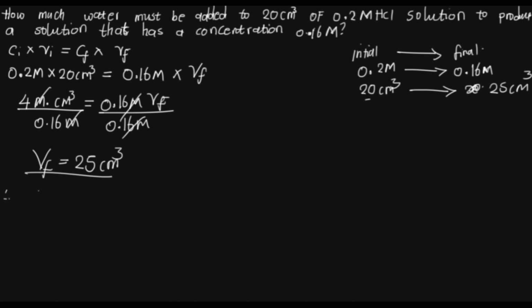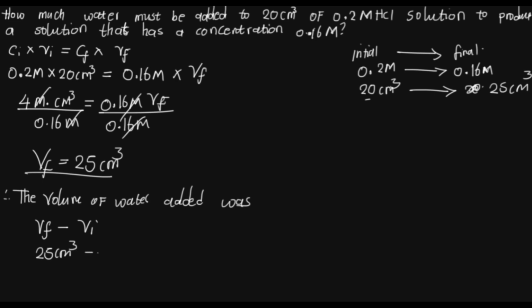So we can say now, therefore, the volume of water added was, so we can say final volume minus initial volume, which is 25 cubic centimeters minus 20 cubic centimeters. So 25 minus 20, we get 5 cubic centimeters. So this was the volume of water which was added.